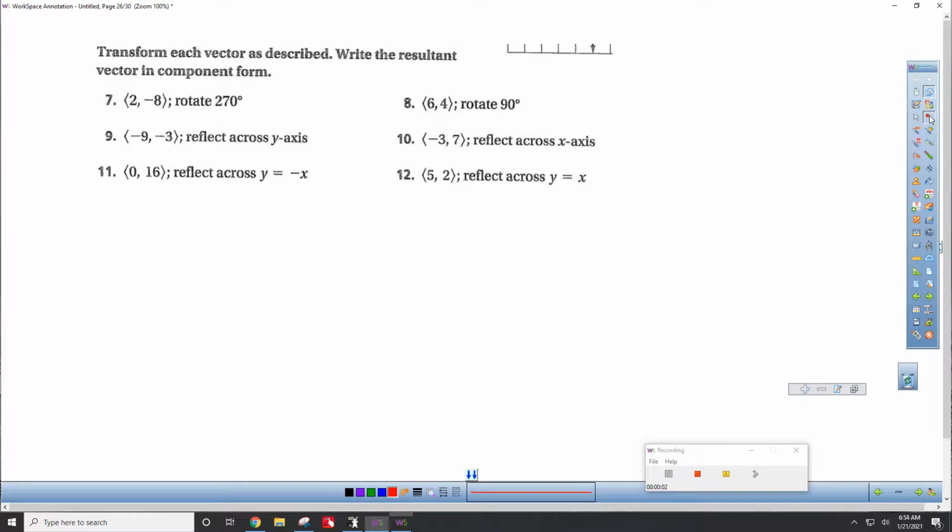We're going to do all these, I think. All right, number 7. This is certainly a Widmer-Ploy question. Right 2, down 8.